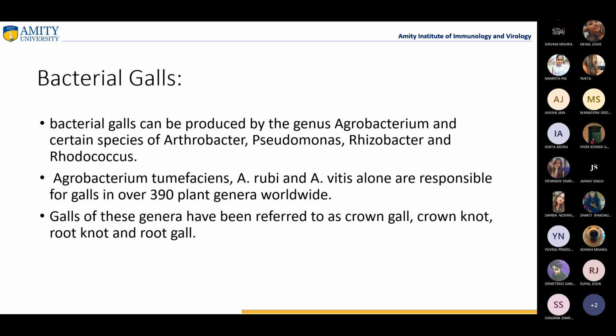Then bacterial galls. Bacterial galls can be produced by the genera Agrobacterium, Arthrobacter, Pseudomonas, Rhizobacter, and Rhodococcus. Agrobacterium tumefaciens, Agrobacterium rubi, and Agrobacterium vitis alone are responsible for galls in around 390 plant genera. Agrobacterium tumefaciens causes a lot of galls in plants. Galls of these genera are crown gall, crown knot, root knot, and root galls. These are known by different names, right?